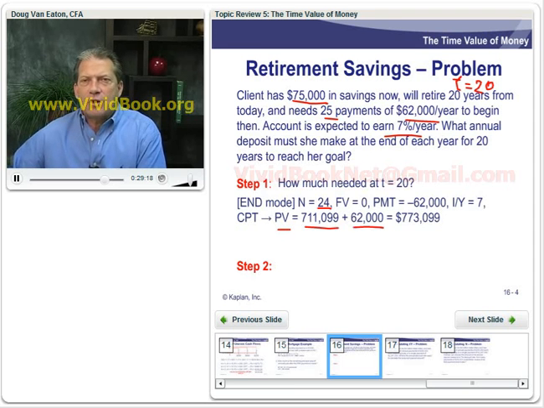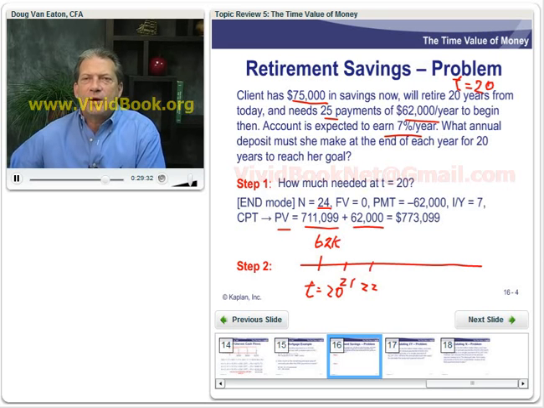So let me draw for just a second. Here's t equals 20 years from now. So we need 62K here, and at time 21, time 22, and so on. I think if we go out to time 44, that's our 25 payments. So this part, the 711.99, is the time 20 value of all of these payments of 62 each.